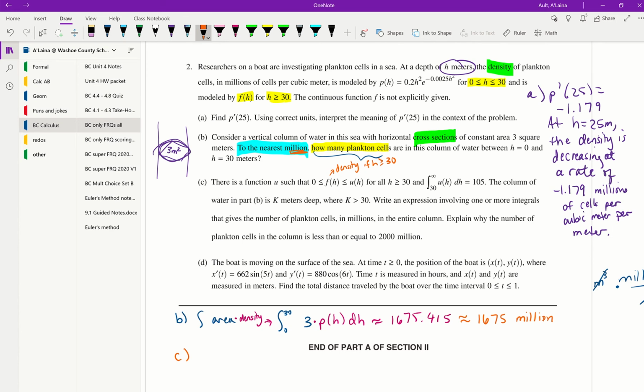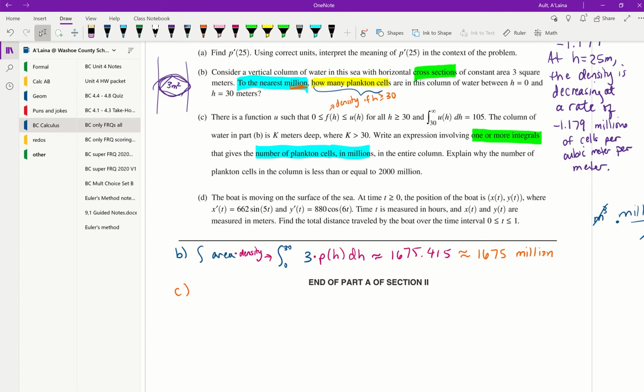The column of water in part B is K meters deep. Let's assume that K is bigger than 30. In part B, the height was exactly 30. Now we know it's bigger than 30. We want to write an expression involving one or more integrals. This is a hint. You're probably going to need more than one. That gives the number of plankton cells, the same as what we did before in millions, for the entire column. The column is now bigger than 30. And explain why this must be less than or equal to 200 million.